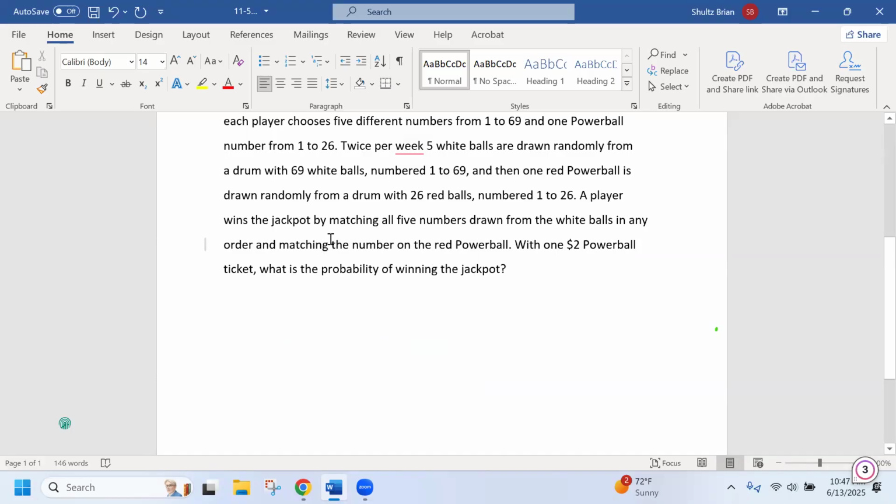We need to find how many different ways these balls can be drawn. I'm going to have to pause for a second. Okay, I'm back. Sorry about that. And I'm going to share my screen.